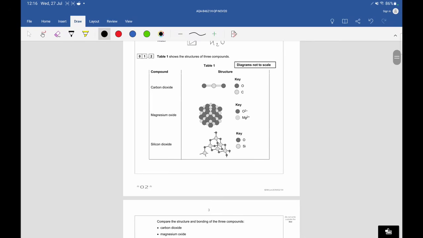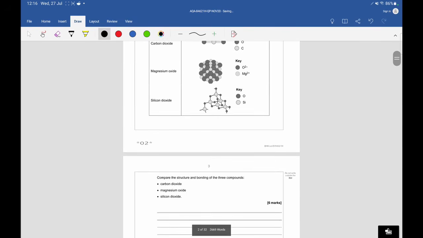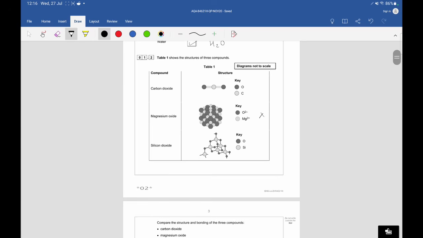The second question shows you this image of three different substances and shows you their structures. Your job was to compare the structure and bonding of these three compounds. Now you can clearly see that this substance has got a lot of atoms all very close together. That means that this is a lattice structure, and because it's magnesium and oxygen, a metal and a non-metal, this will be an ionic substance. Carbon dioxide is a small molecular covalent substance, and silicon dioxide is a giant covalent structure.